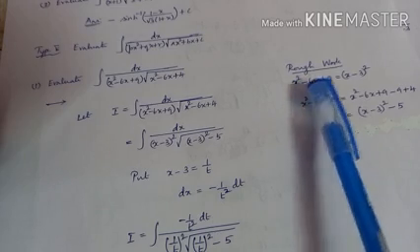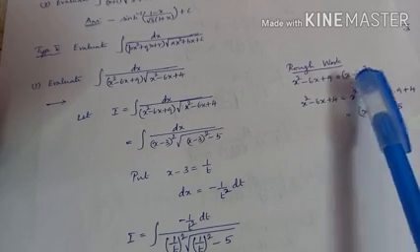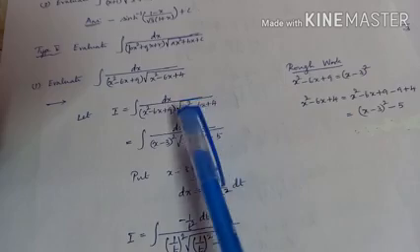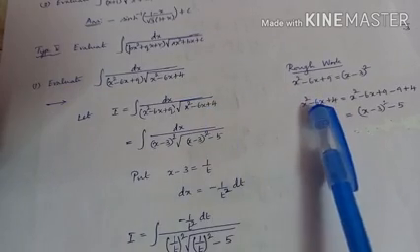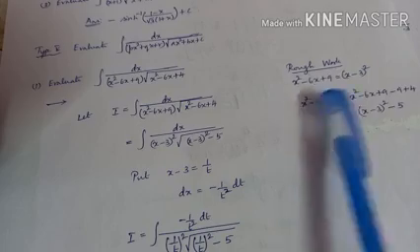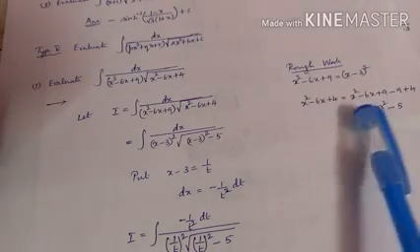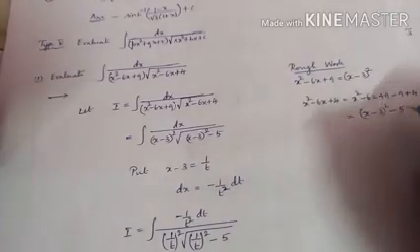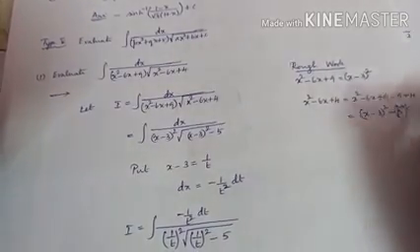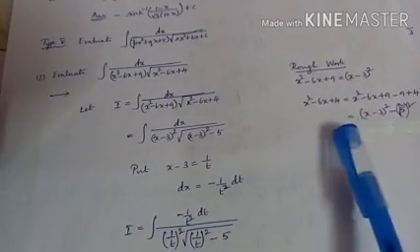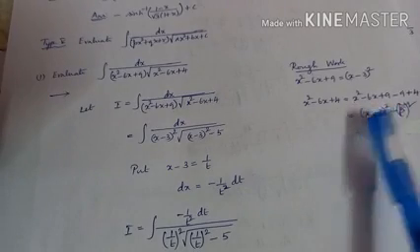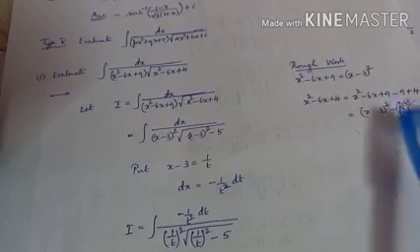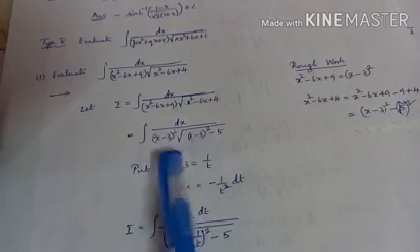See, x square minus 6x plus 9 is (x minus 3) whole square. Similarly, this quadratic polynomial can be written as a difference of two perfect square terms. It can be written as root 5 the whole square. Difference of two perfect square terms. Okay. So let us write those terms here.